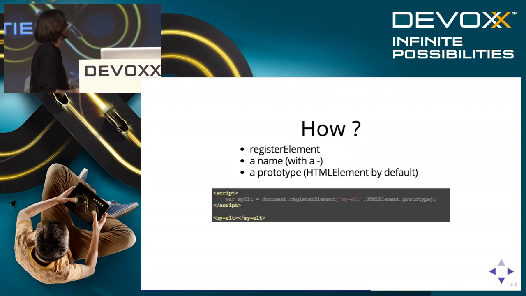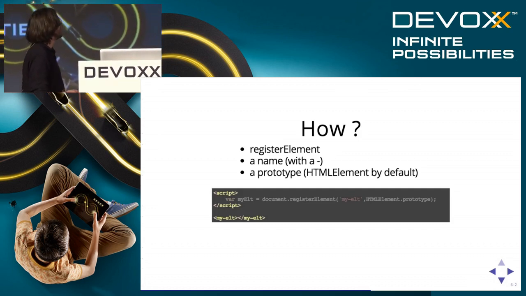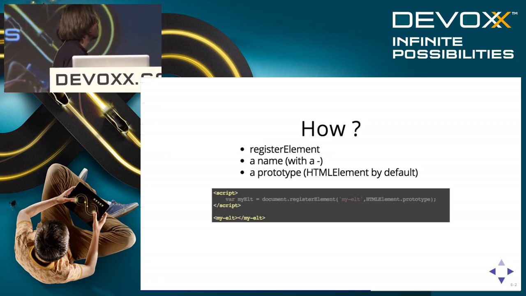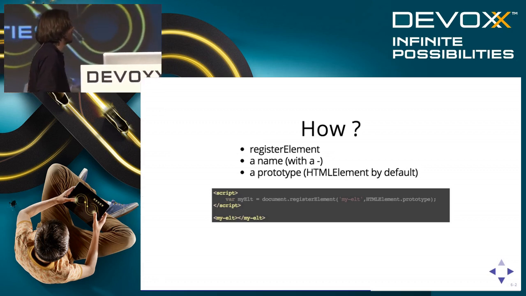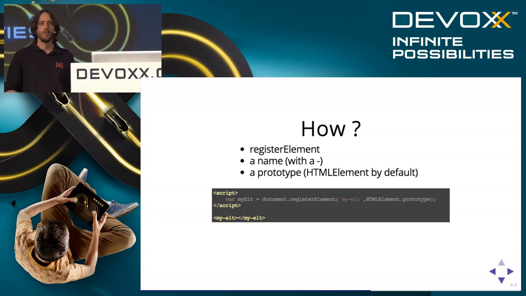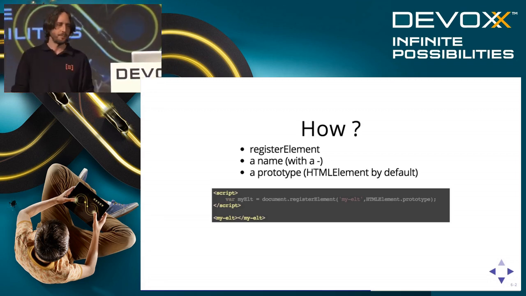So here, for example, I'm telling the browser that I want to register an element called my-element. You can see the dash that allows me to say that it's a custom element. And I give the HTML element prototype, which is the one by default. And then I can use it in my page. The browser will know that it is a custom element.